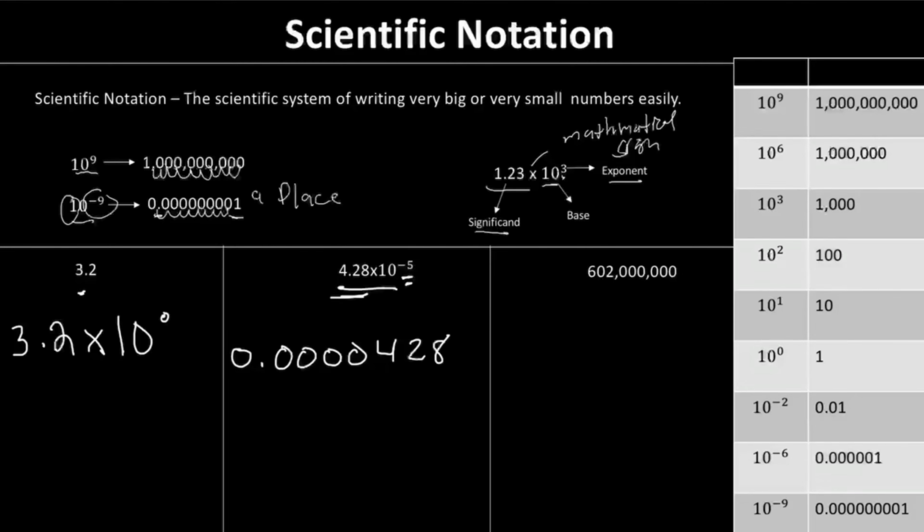Now the next question we have, we're going to turn that into scientific notation. So you may get questions that ask you to turn this into a scientific notation problem, or vice versa. We do this by counting the number of places we have until we get to 6, and that's going to be 8 places. So we write that as 6.02 times 10 to the 8th power.